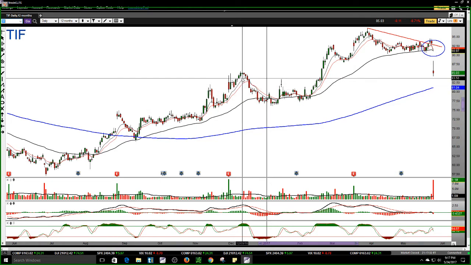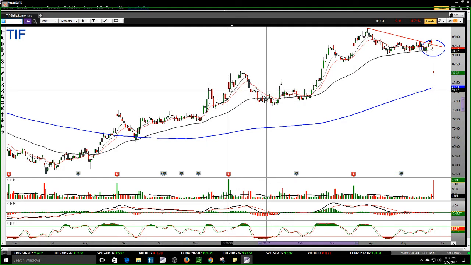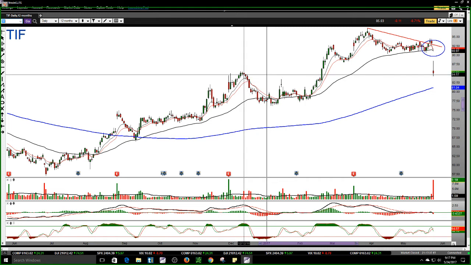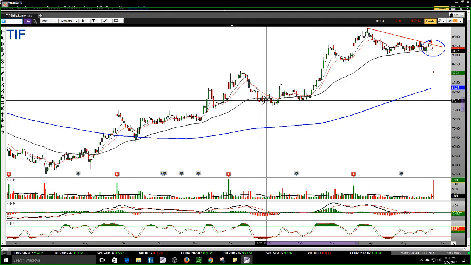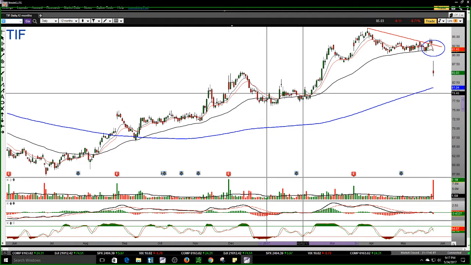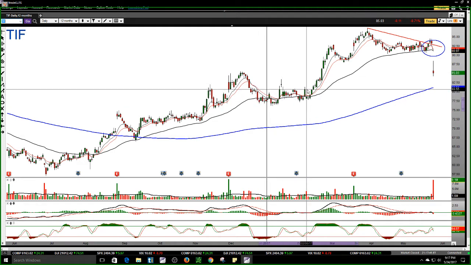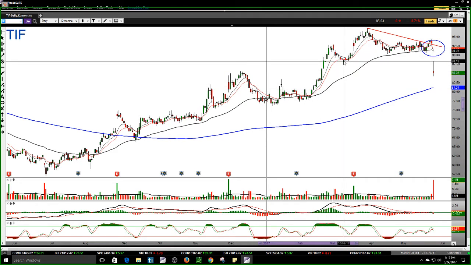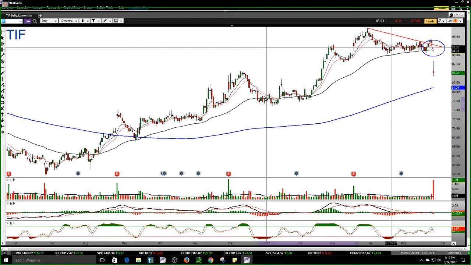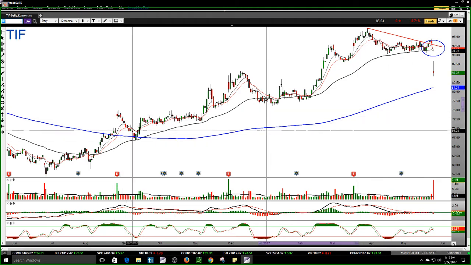So I would say, okay, well, here's the push to the upside, and let's count how many days. 1, 2, 3, 4, 5, 6, 7, 8, 9, 10. Let's just call it 15 days, and then the chart started to move. So I'd take a chart like this, and then I'd look for every push, and I'd count the days.